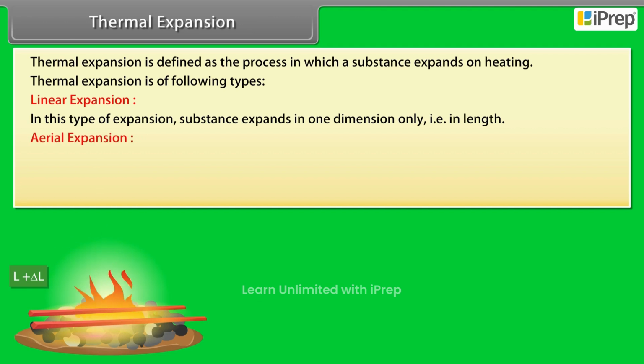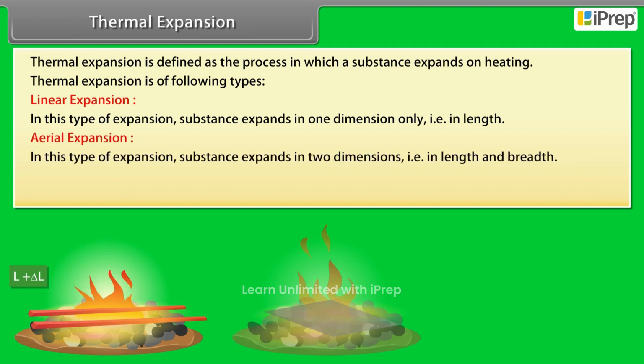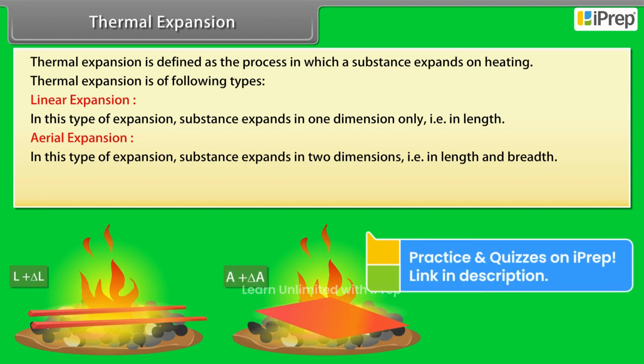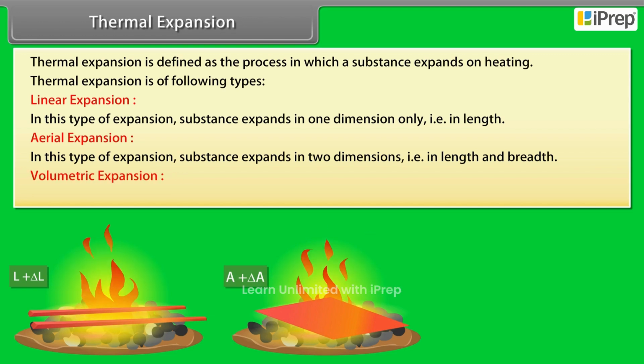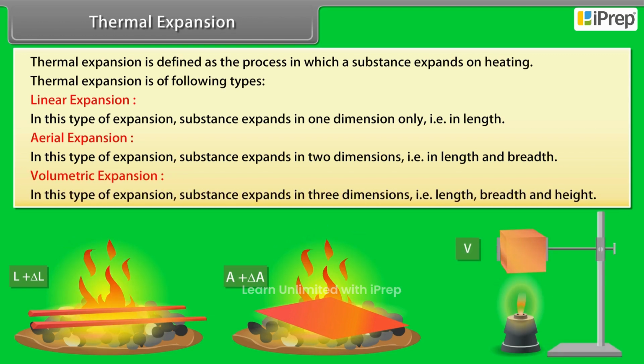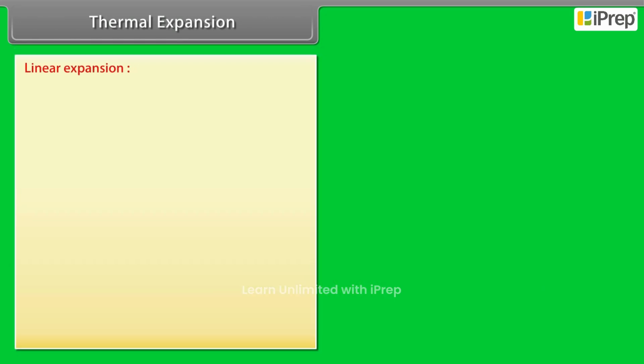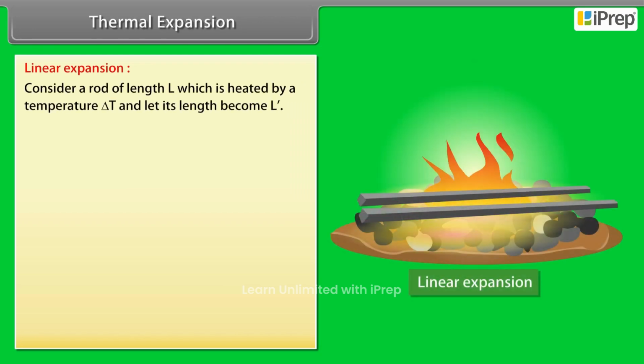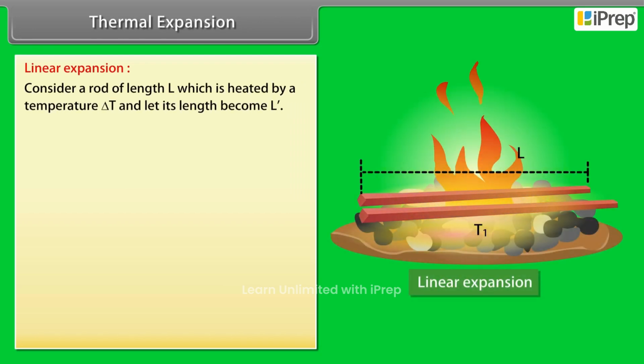Number 2. Aerial expansion. In this type of expansion, a substance expands in two dimensions, that is, in length and breadth. Number 3. Volumetric expansion. In this type of expansion, a substance expands in three dimensions, that is, in length, breadth and height.